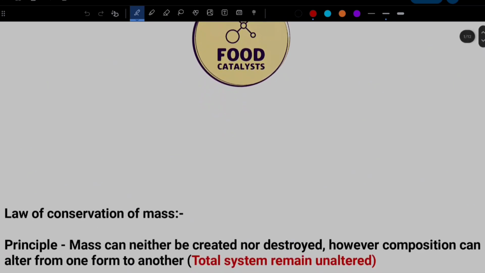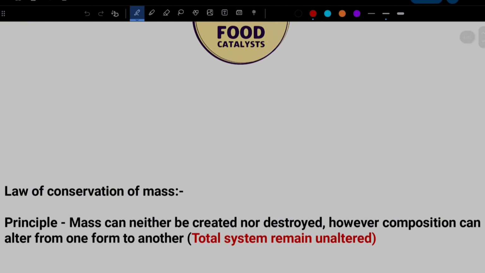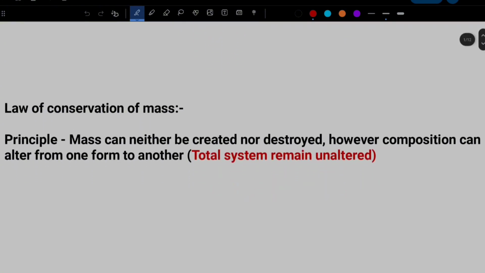So, the first problem which I am going to teach you is the mass balance. Before I teach you mass balance, obviously I need to explain the basics, right? So that you can easily understand what is going on in the first place. So, the law of conservation of mass. Before going to mass balance, let me talk about some important principles under the law of conservation of mass.